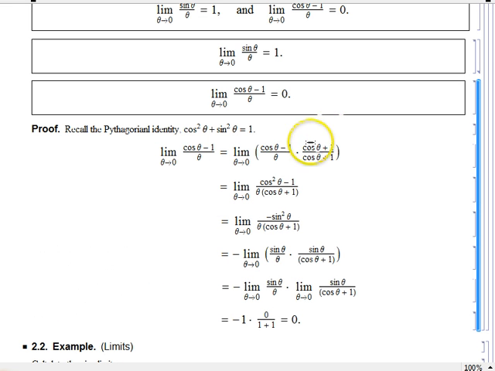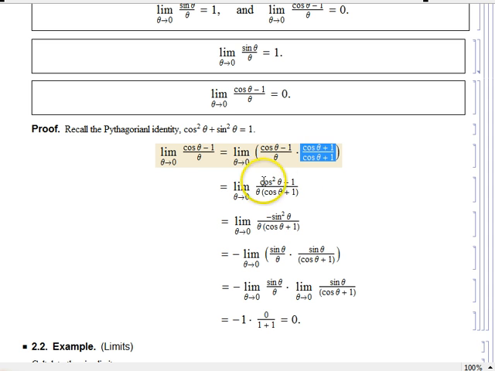Alright, we just begin by multiplying by the conjugate, cosine of theta plus 1, to both numerator and denominator. Because I'm multiplying the same thing to both numerator and denominator, it's essentially multiplying by 1, so nothing is changed. However, the numerator becomes a minus b times a plus b form, so a squared minus b squared, we get cosine squared minus 1 squared. But what is that? That's negative sine squared because of the Pythagorean identity.